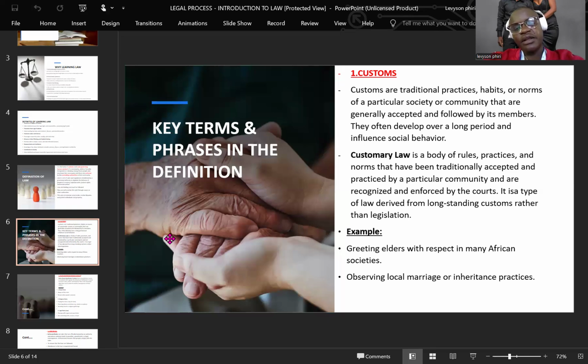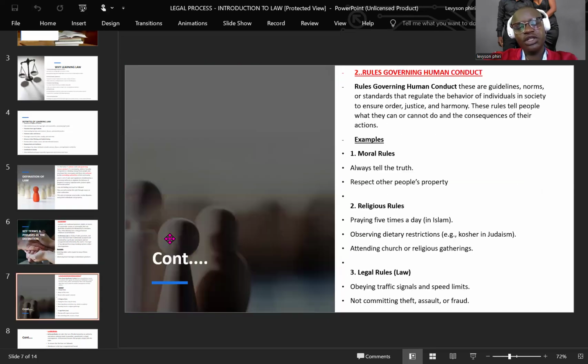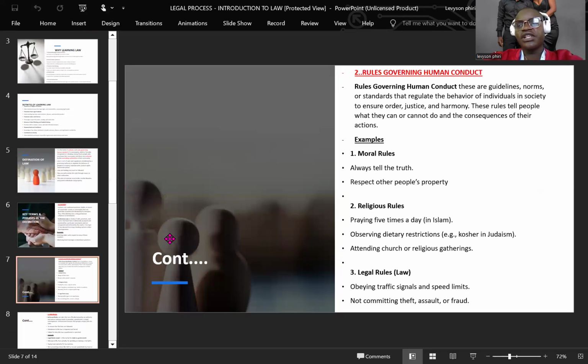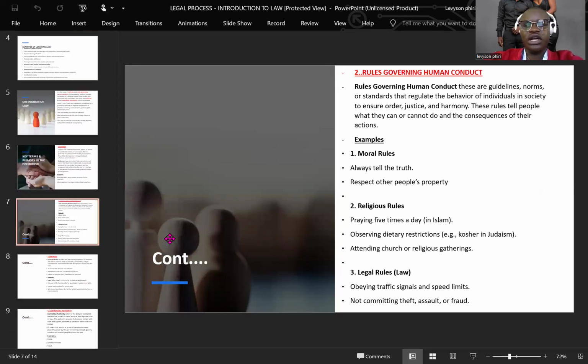Hope it's clear. Then we jump into rules governing human conduct. What are we saying when we say rules governing human conduct? These are guidelines, norms, or standards that regulate the behavior of individuals in society to ensure order, justice, and harmony. These rules tell people what they can or cannot do and the consequences of their actions.